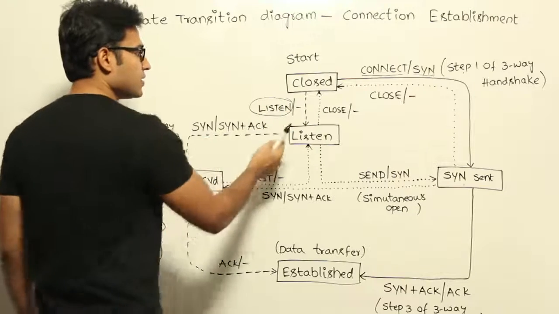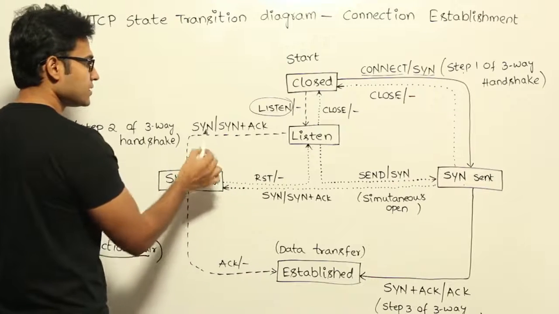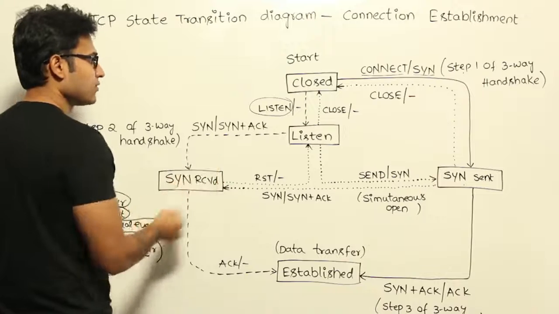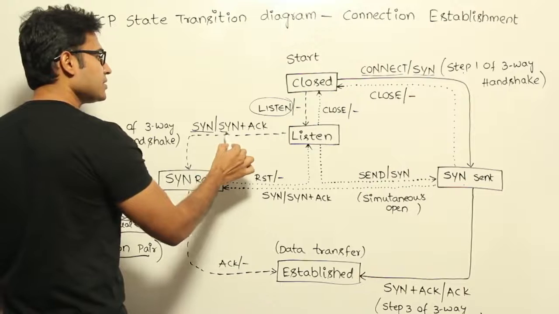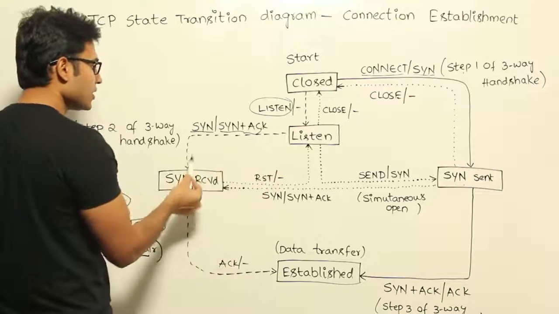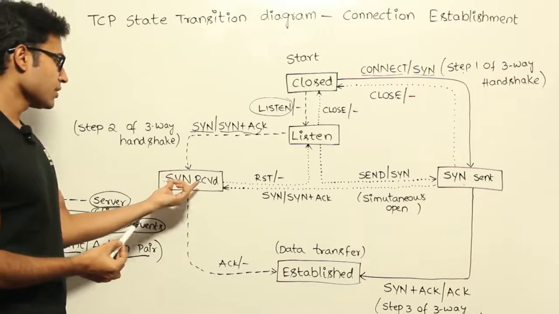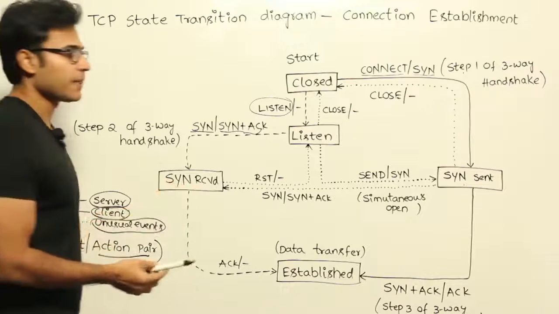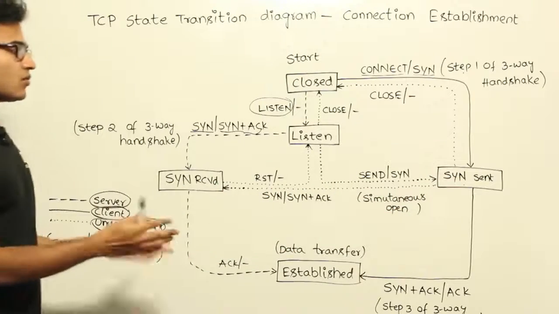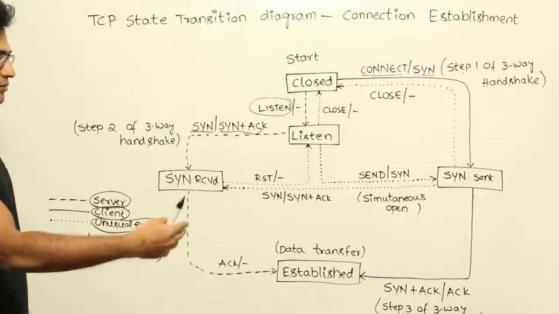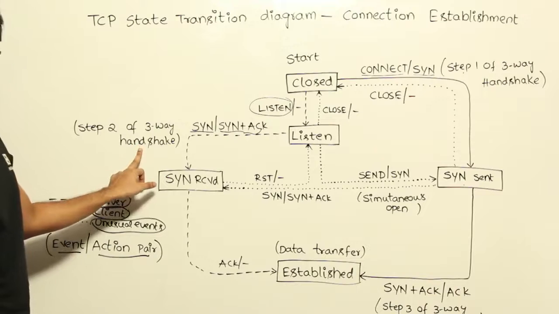Now from here, let us say the server has got the SYN packet. This dashed line says what is happening with the server. When it has got the SYN packet, it will send the SYN plus acknowledgement and go to a state called SYN received. Got it? So now the server is in the SYN received state and the client is in the SYN sent state. But till now the connection is not established. This is step 2 of the three-way handshake. Got it?